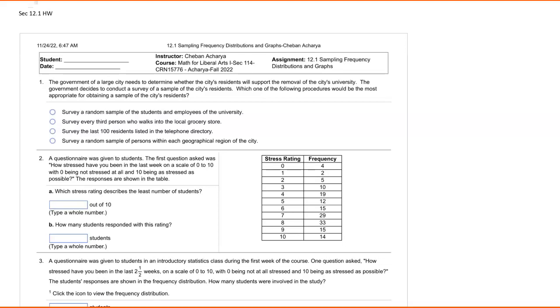In this video I'll do section 12.1 from chapter 12. Chapter 12 is about statistics. The first section of chapter 12 is 12.1, which is about sampling, frequency distribution, and the graph.